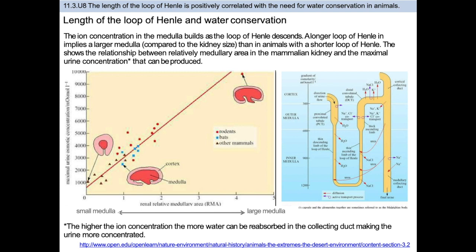So you can see here that as I move to the right on the x-axis, as my loop of Henle gets longer, they are able to more highly concentrate their urine. So that length of the loop of Henle is directly correlated to the level of concentration to which animals can get their urine, and therefore the amount of water that they can conserve within their body. They can excrete much less water, which is beneficial if you're in an environment where water conservation is really important.